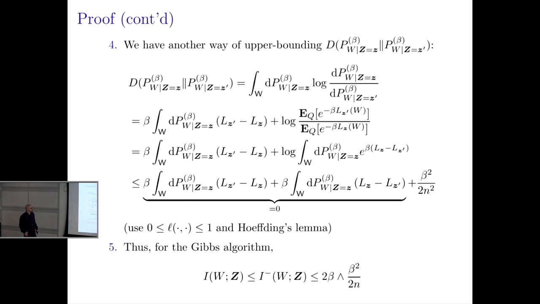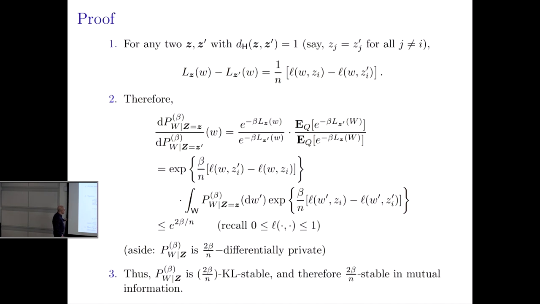But then there's another way of upper bounding this relative entropy. How do we do it? Well, you use the definition of relative entropy. We already know that this log likelihood ratio is finite. And then what you do is you start computing with this. Once again, it's the same sort of idea. This likelihood ratio has an exact expression.